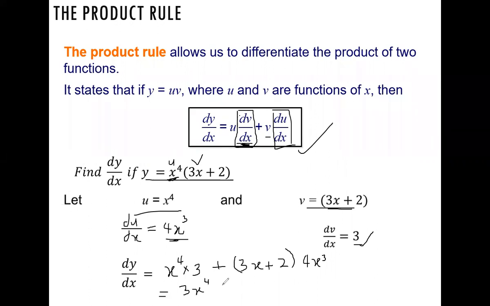Plus, of course, at this juncture we will just keep it as this, or we can expand and simplify. So 3x plus 2 times 4x cubed. Very well. So like I said, we can still expand and simplify where necessary. So basically, this is what the principle talks about.